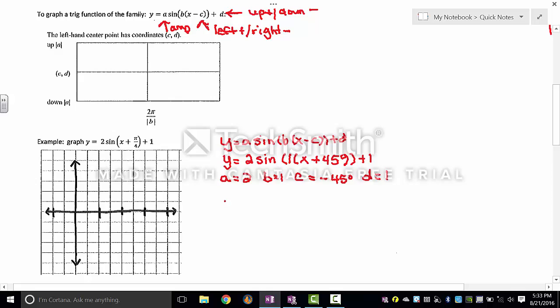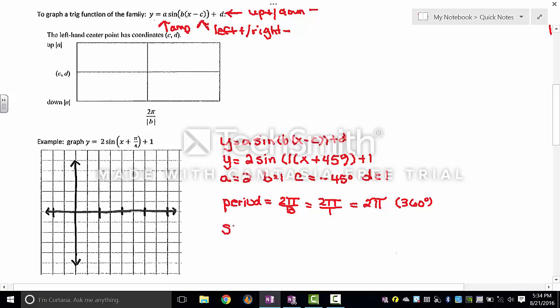Next, you want to find the period of your function. The formula for period is 2 pi over b. So we simply plug in our b value. B is 1. So we have 2 pi over 1, and you simplify 2 pi. Keep in mind that 2 pi is 360 degrees.